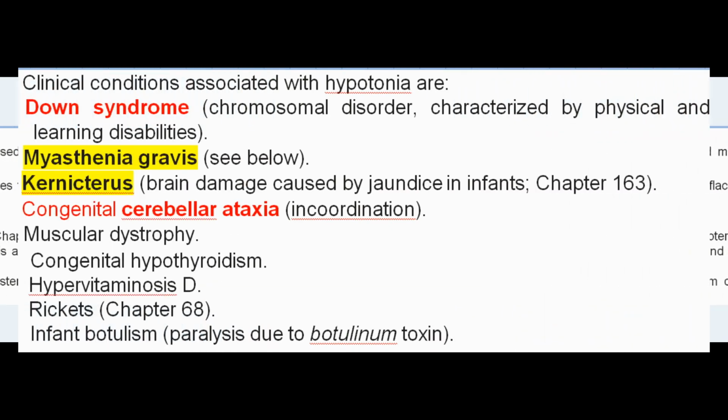Clinical conditions associated with hypotonia are Down syndrome, a chromosomal disorder characterized by physical and learning disabilities. Myasthenia gravis, see below. Kernicterus, brain damage caused by jaundice in infants, Chapter 163. Congenital cerebellar ataxia, incoordination. Muscular dystrophy. Congenital hypothyroidism.